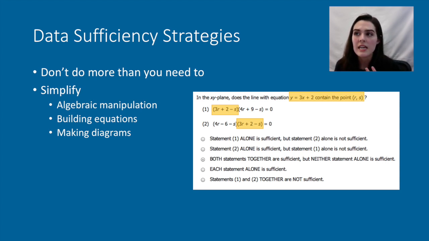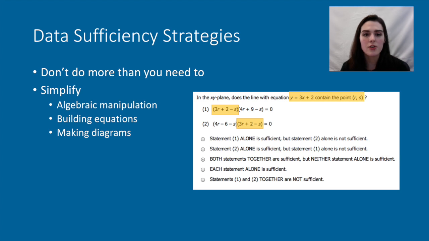Similarly, if you're dealing with, say, an overlapping sets problem or something that deals with organizing a lot of information, doing something like building a double matrix or a Venn diagram can help you to keep that information straight and to more easily figure out how it relates to each other. So when you're given something complicated in a problem, almost always you're going to be able to find a way to simplify it. Whether that's through manipulating the different variables, by building equations, or by making diagrams, find a way to make this simpler. Because if something seems overly complicated on a data sufficiency problem, there's probably a trick.